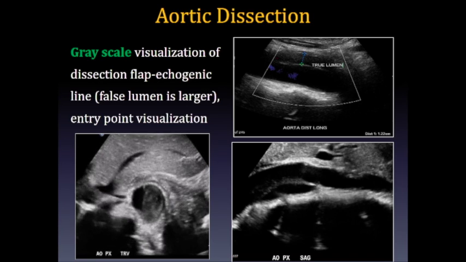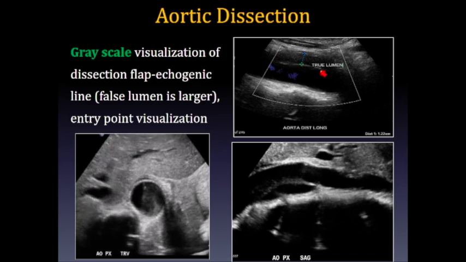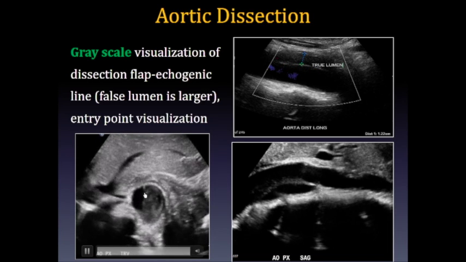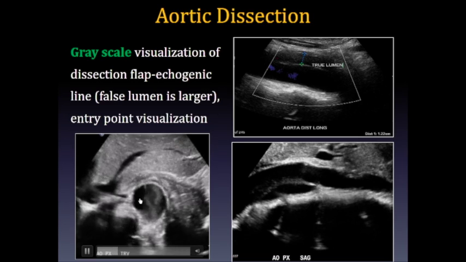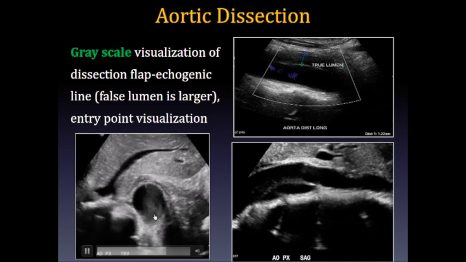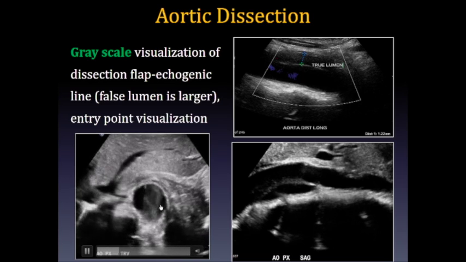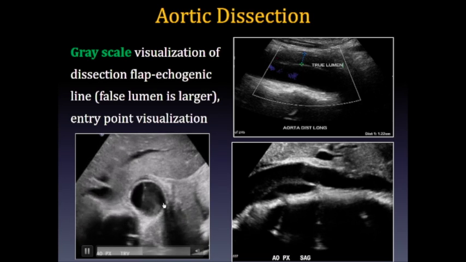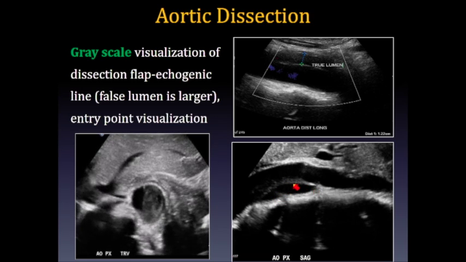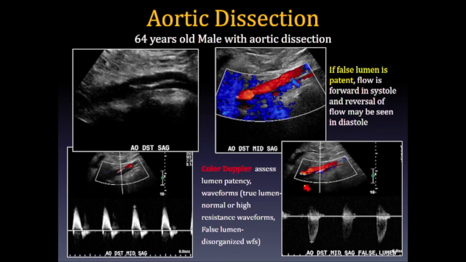On the grayscale, what we're looking for is the dissection flap and its echogenic line. And on real-time imaging, you could see the dissection flap that separates the lumen into the true lumen, which is usually small in diameter, and a false lumen that is usually bigger in diameter, and also if it's patent, it may show you the slow flow within. So you're going to know exactly what's going on. And in some cases, you can actually see the entry point of the dissection.